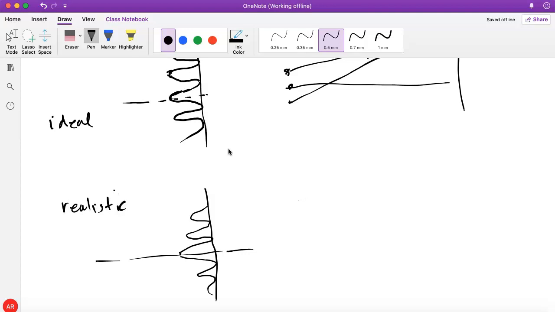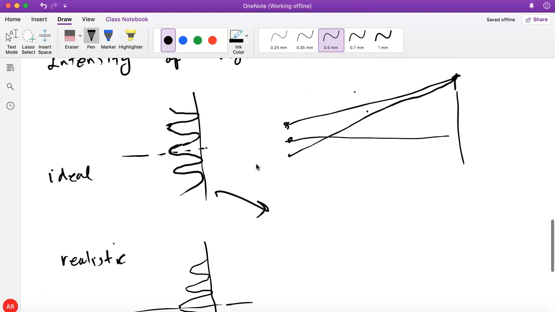Okay, so in the ideal case, let's try to derive the shape of that intensity of light. And we know that the intensity is proportional to the electric field squared, right? The electric field is what gets added. We find the superposition of the electric fields from the light from these two sources.